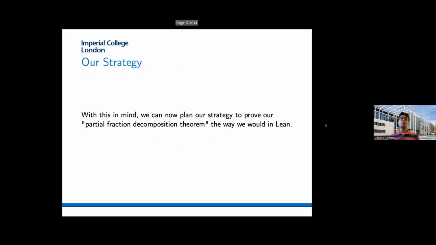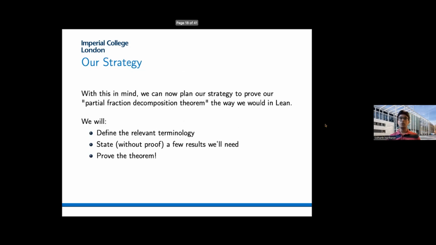So we can now plan our strategy to prove partial fraction decomposition the way we would in Lean. We'll define a bunch of terms, then we'll state without proof a few results we'll need, and then we'll prove the theorem.